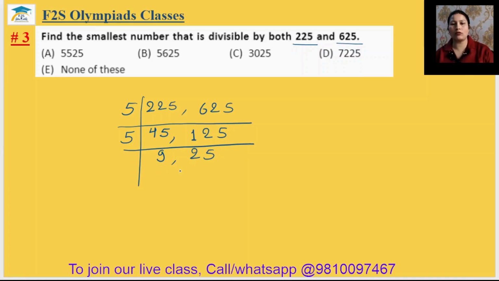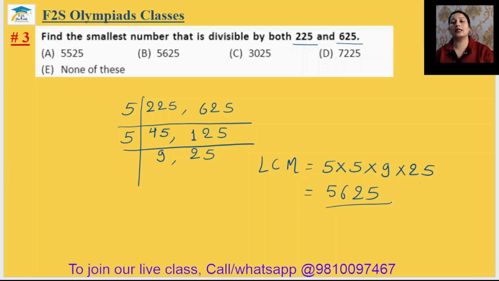Now is there any more common factor? No. So LCM will be 5 multiplied by 5 multiplied by 9 multiplied by 25. If we multiply it, 5 5s are 25 and 25 25s are 625, and 625 multiplied by 9 equals 5625. So 5625 is the number which is divisible by both 225 and 625. Option B is the answer. Third answer is option B.